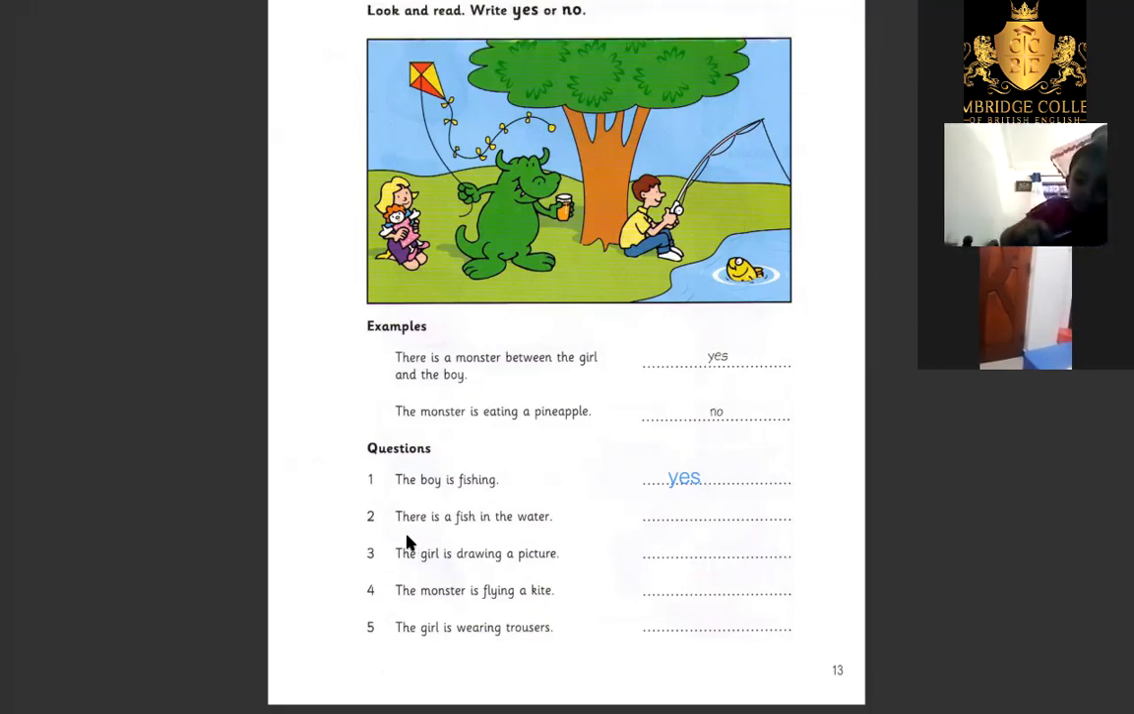Next one. There is a fish in the water. Now tell me yes or no. Yes, there's a fish in the water. So we should write the word yes. Y-E-S.